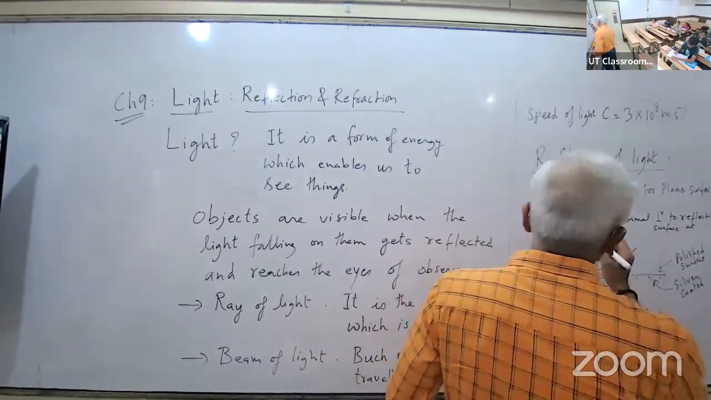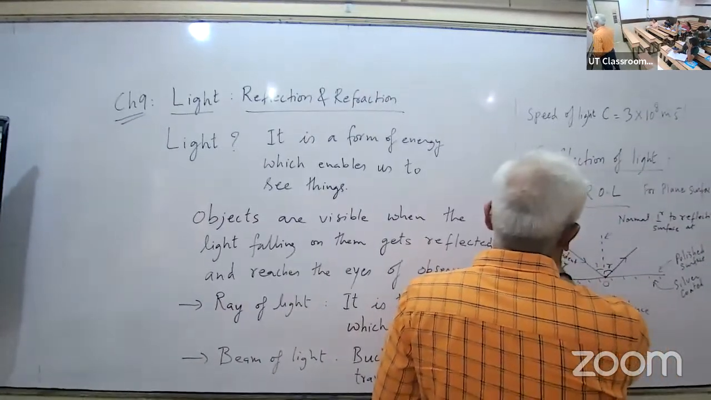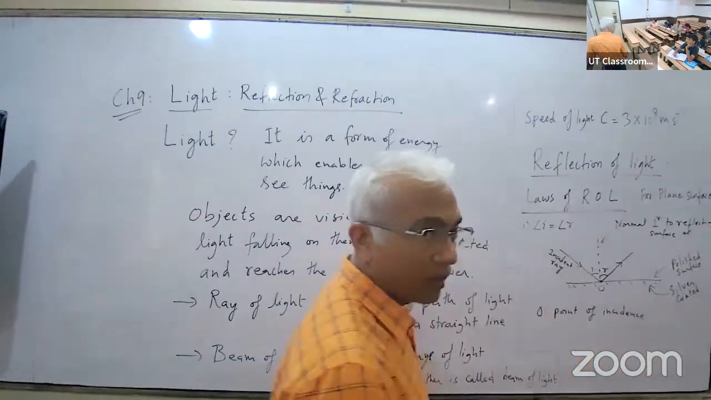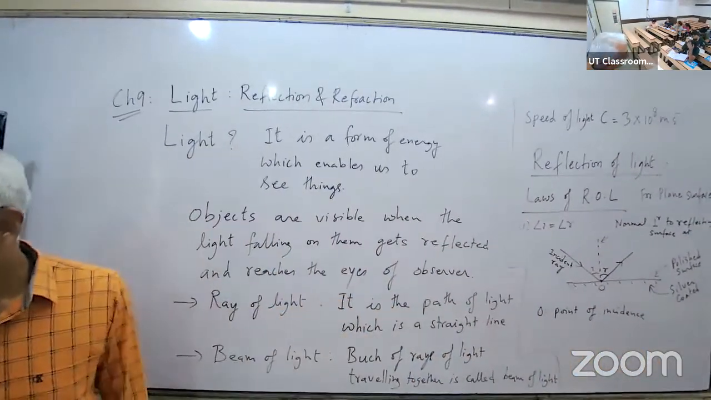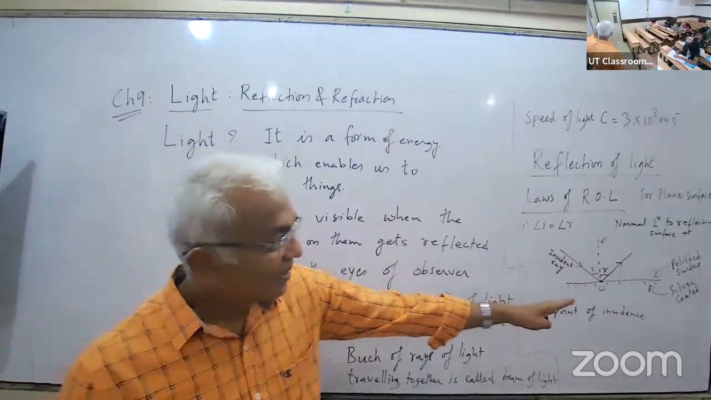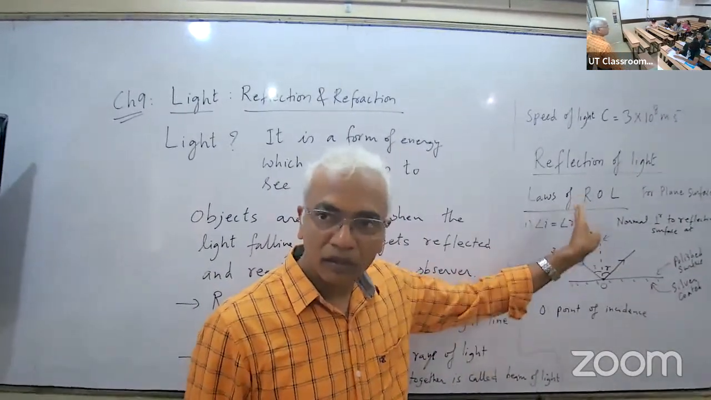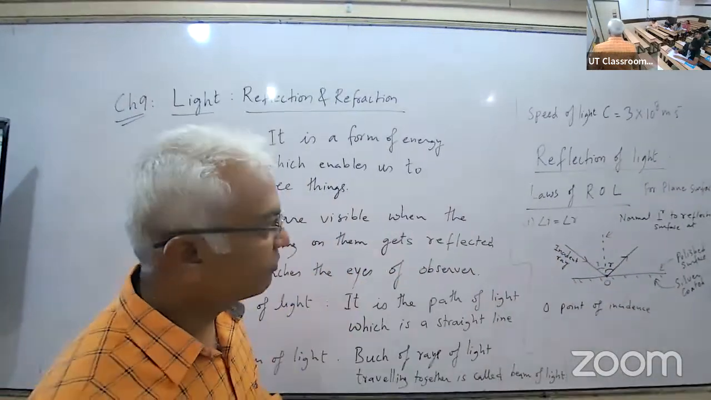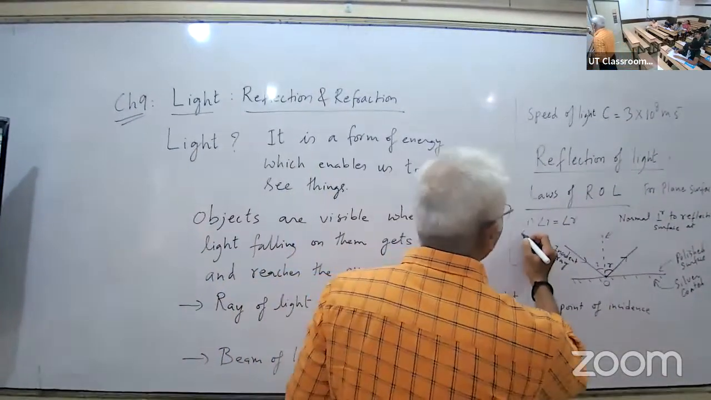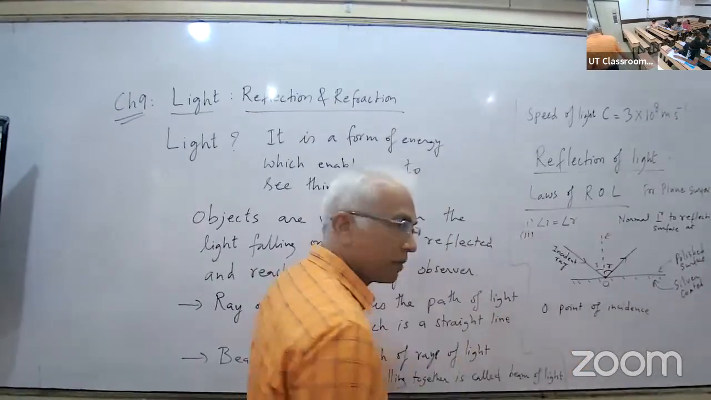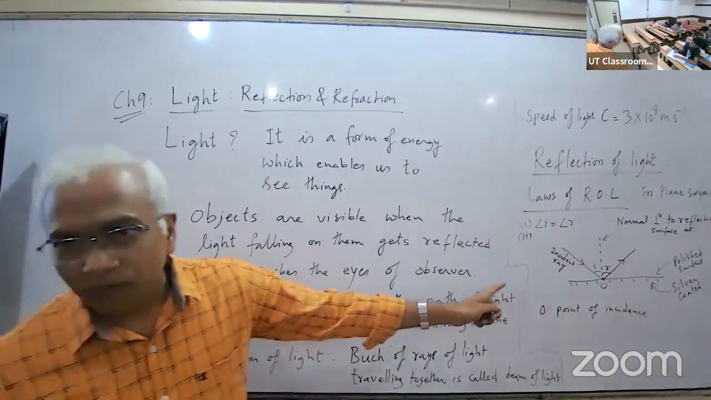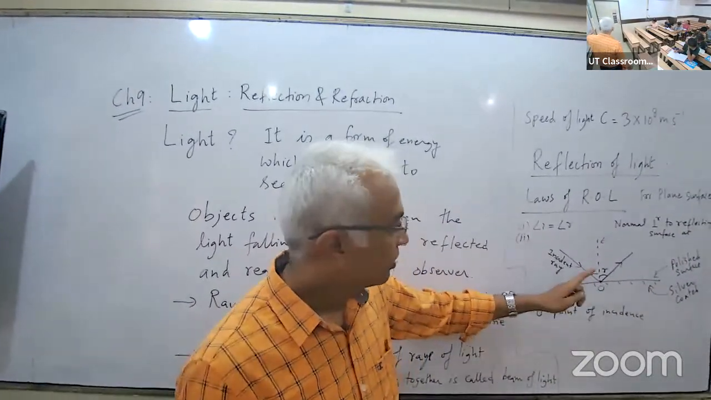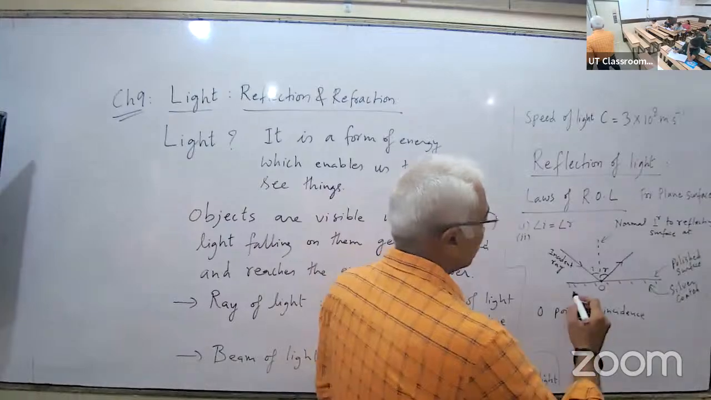Such that, what is the law of reflection? First is, angle of incidence is equal to angle of reflection. This is the law. So the reflected ray will also make the same angle with the normal, but on the other side. Clear? This is the first law of reflection. What is the second law of reflection? The incident ray, the normal and the reflected ray lie in the same plane.